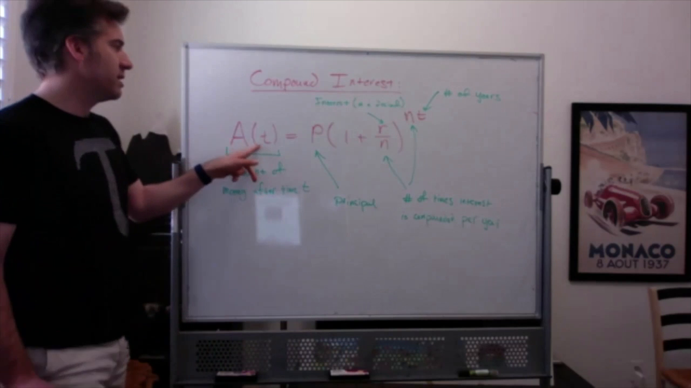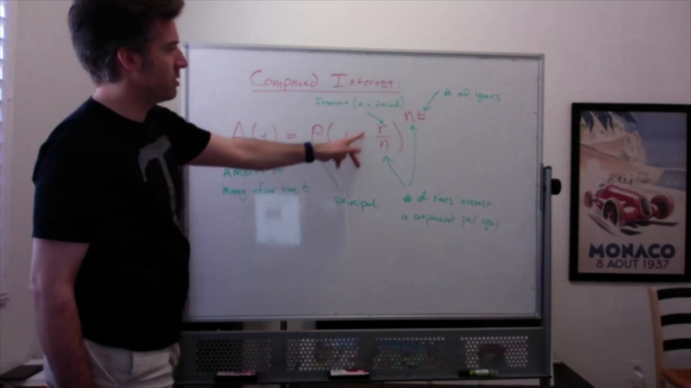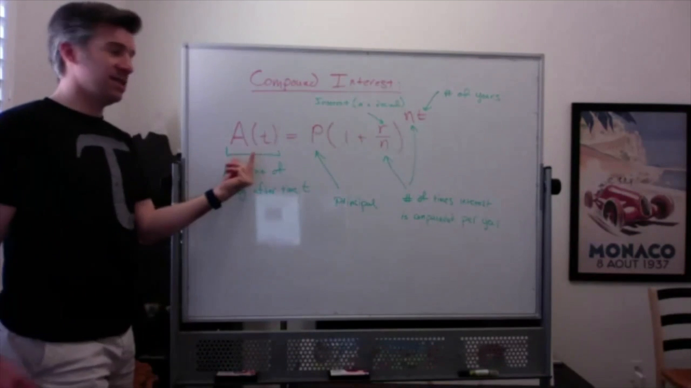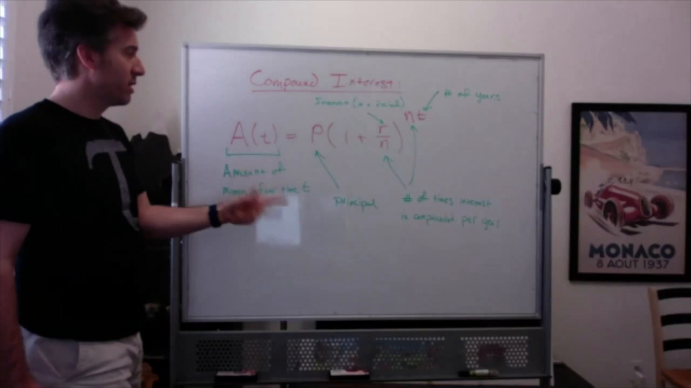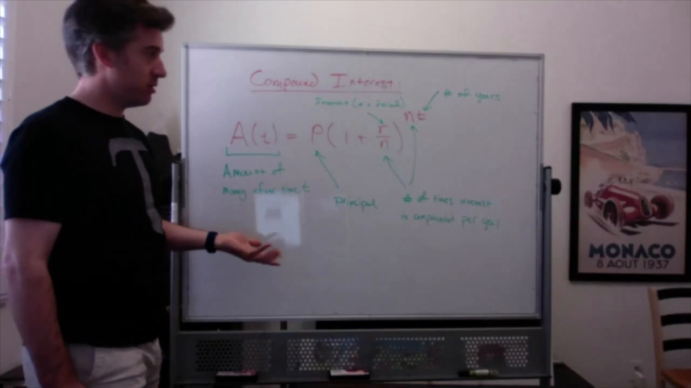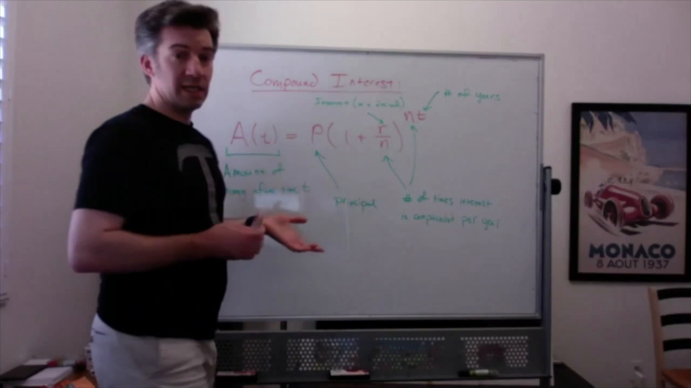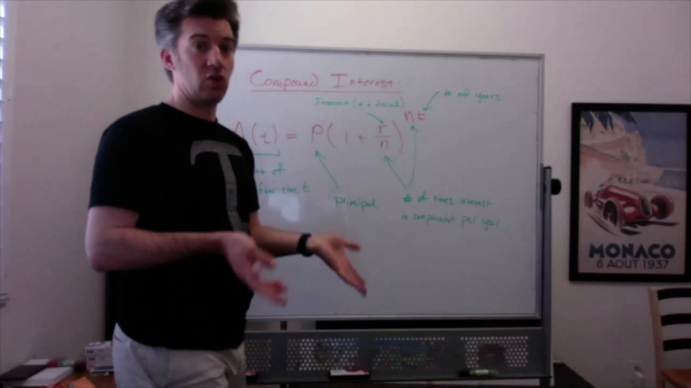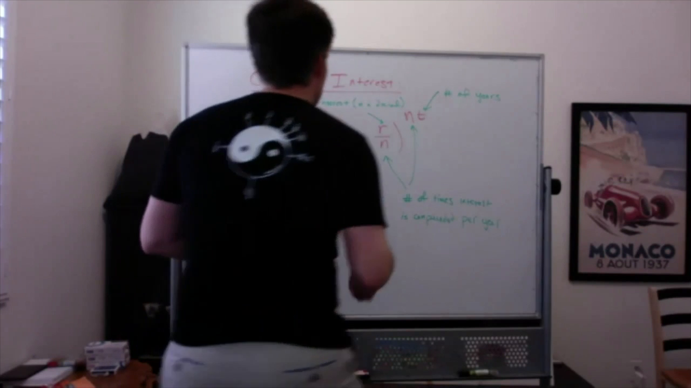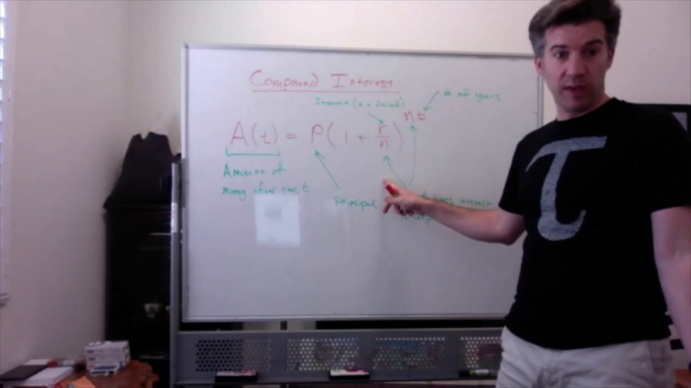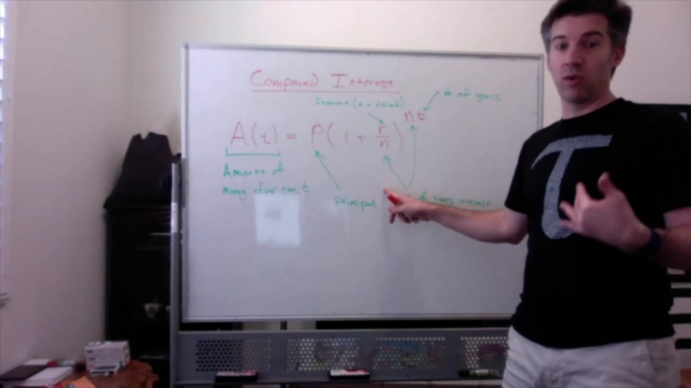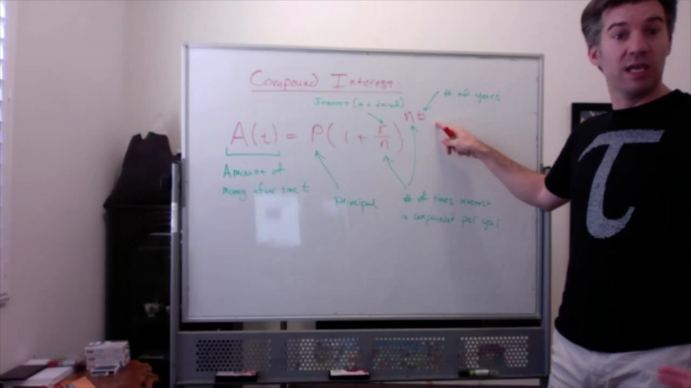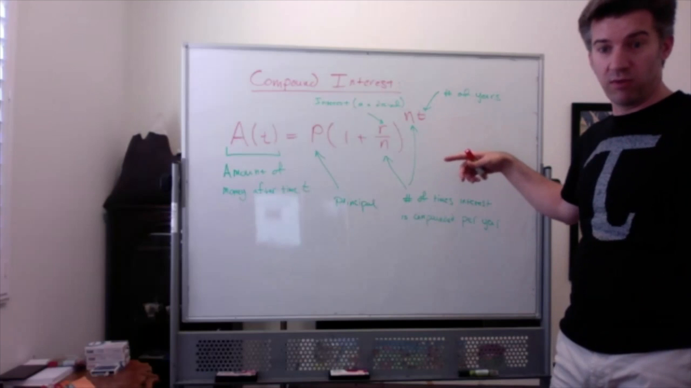So this says A of t equals P times 1 plus r over n, to the n times t power, where A of t is the amount of money you have at time t, P is the principal or starting amount, r is the interest rate written as a decimal, right? So if it's 15%, it's 0.15. If it's 2%, it's 0.02. n, this is the new thing, is the number of times we are going to compound interest every year. And lastly, t is the number of years we are compounding the interest for, or calculating interest for.